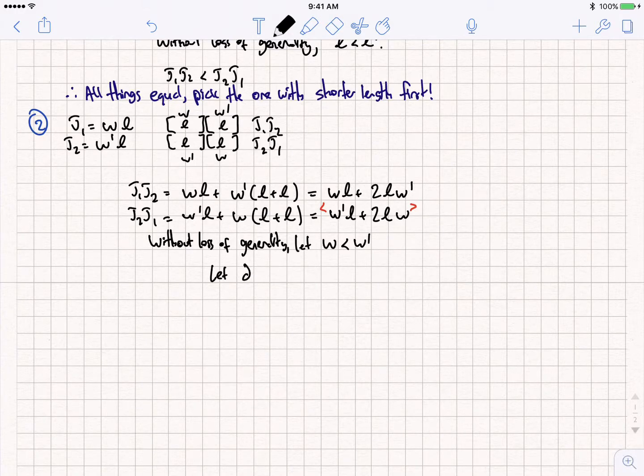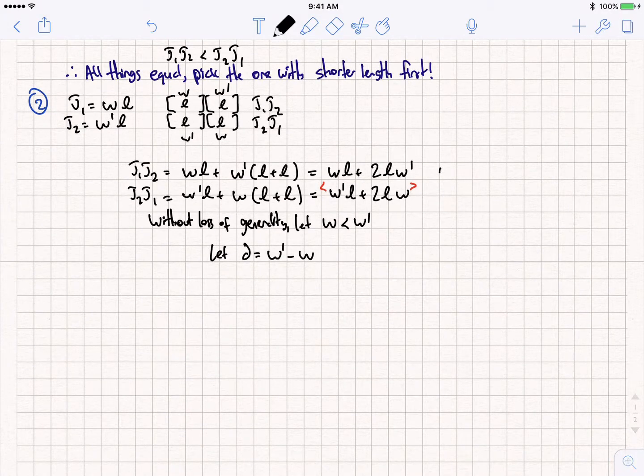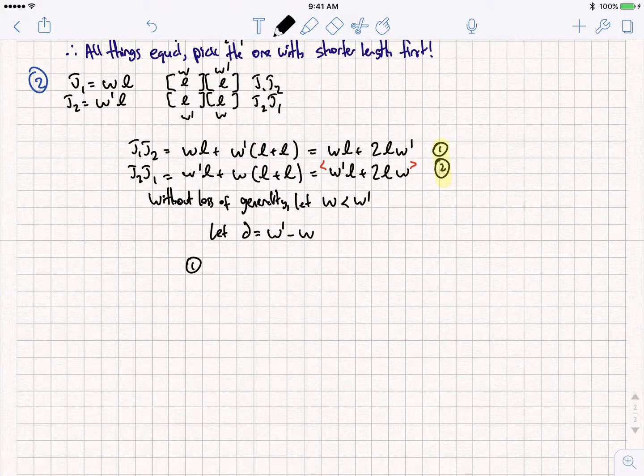So let D equal W prime minus W. We're going to convert all of our statements over. Let's call these 1 and 2. We're going to convert all of our W's over to W prime. So we're going to have W prime plus D L plus 2L W prime. For equation 2, we have W prime L plus 2L W.